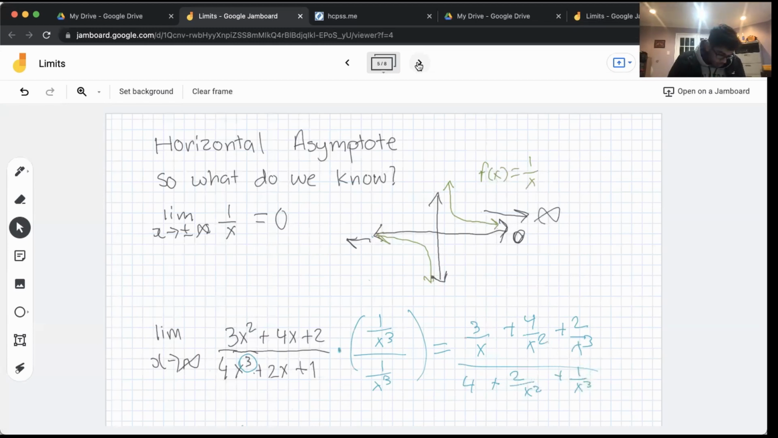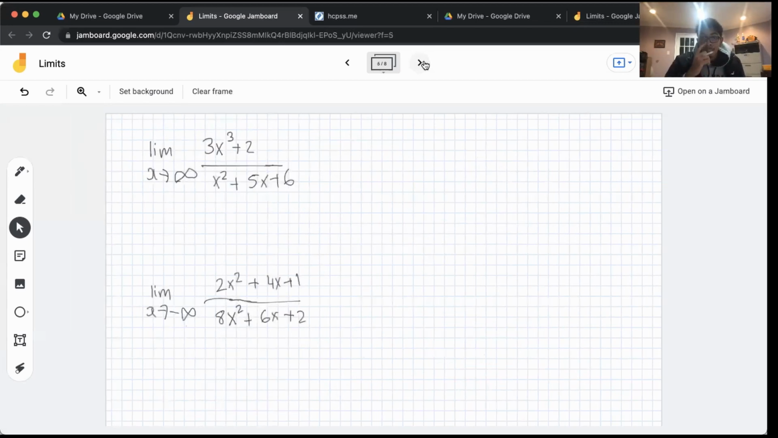And so now, since we've used this identity, we're going to basically make all these values 0, all of these 0, besides this 4 because it's not over an x. So this will lead us to 0 plus 0 plus 0 over 4 plus 0 plus 0. That still makes the limit 0, but it's a way to do it. So the horizontal asymptote for this function would be 0. And yes, so let's practice this a little more.